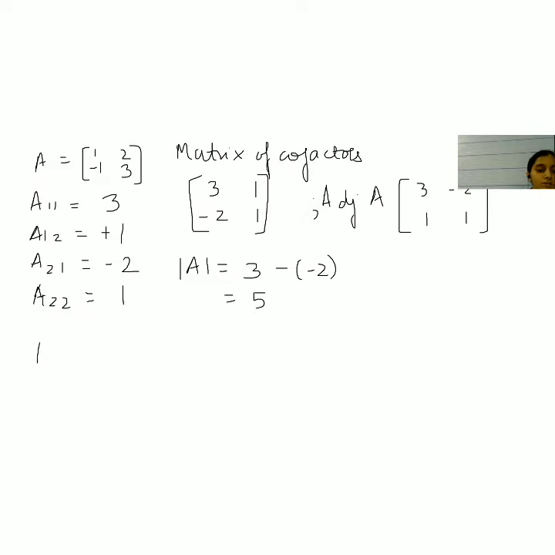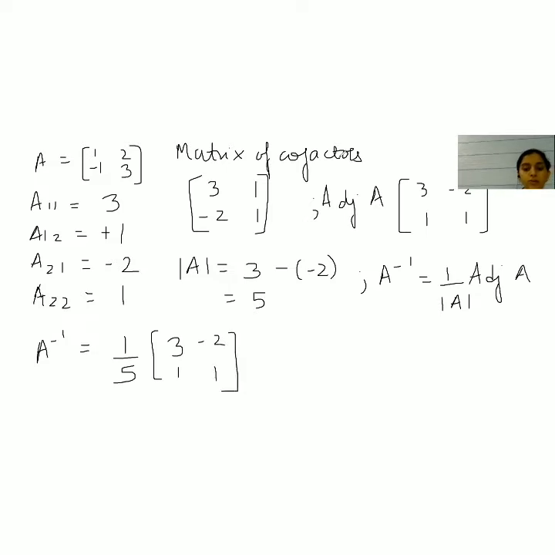That means what will A inverse be then? Sorry, we have to mention the formula here first. A inverse is equal to 1 upon determinant of A into adjoint of A. So A inverse is 1 upon 5 times the adjoint, [3, -2; 1, 1]. Okay, we found A inverse.